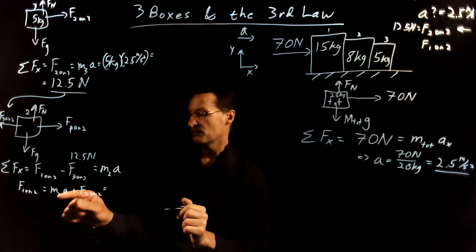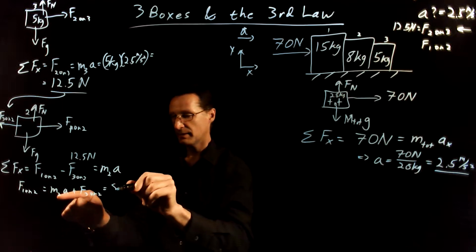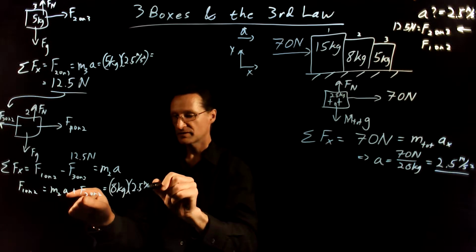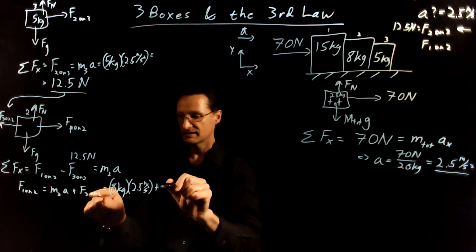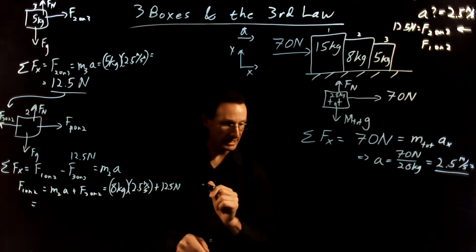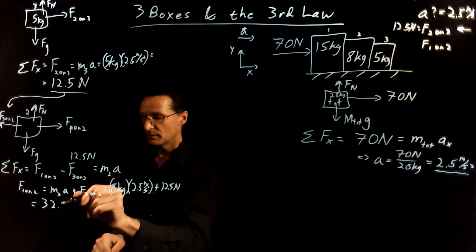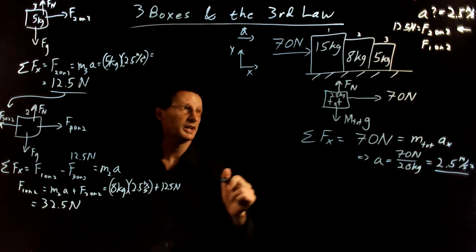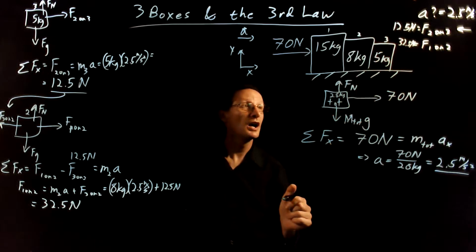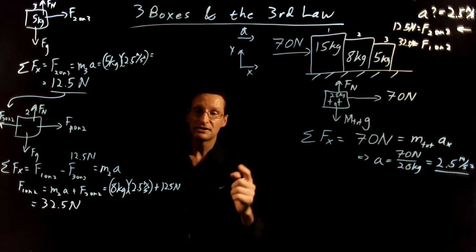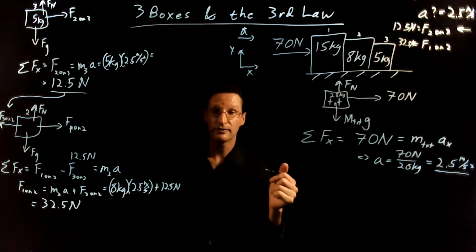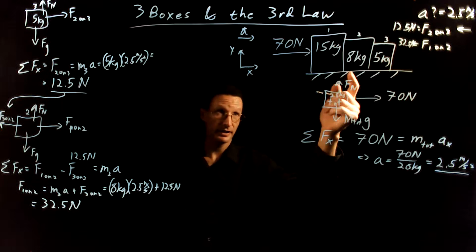This becomes 8 kilograms times 2.5 meters per second squared, and then plus 12.5 newtons. And when I compute that number, I get 32.5 newtons. Okay, so now I know this is 32.5 newtons. Cool, so I'm done. But I want to make sure that I'm consistent with everything with the third law, right? With all the other forces that are internal to here.